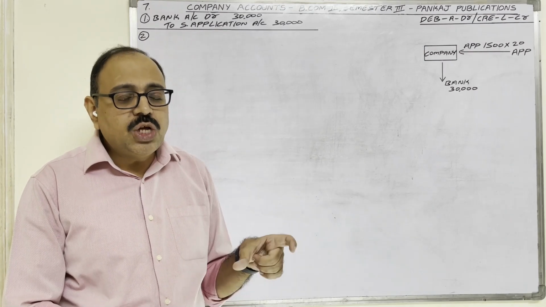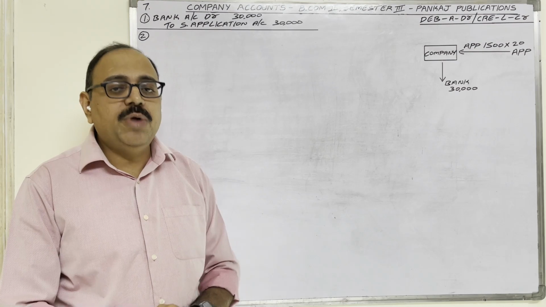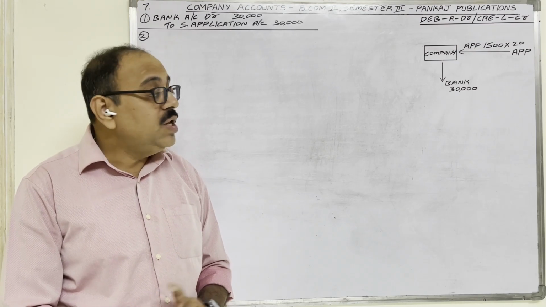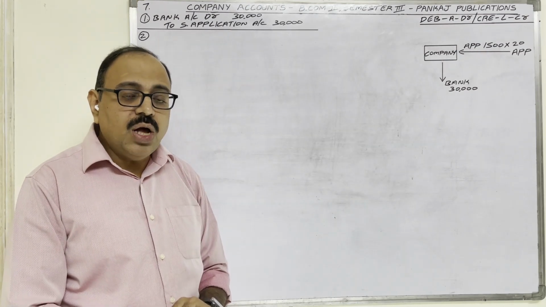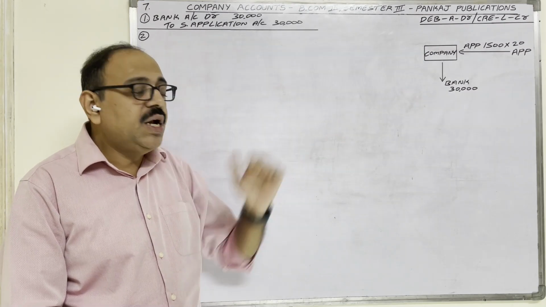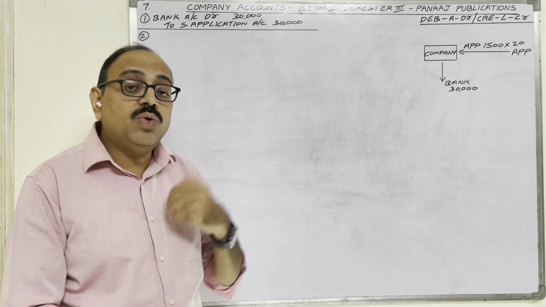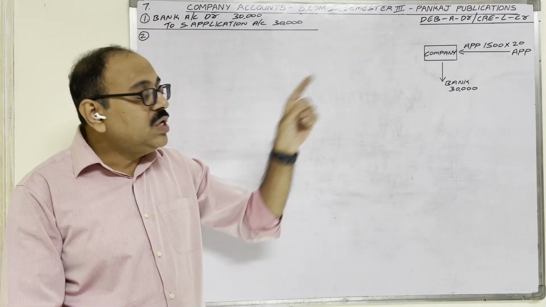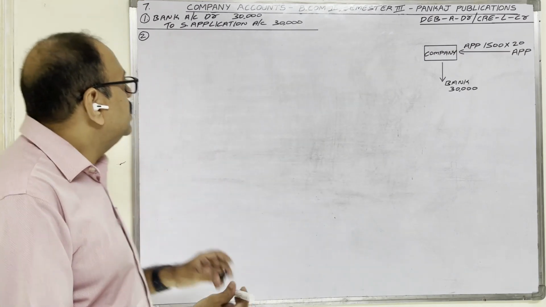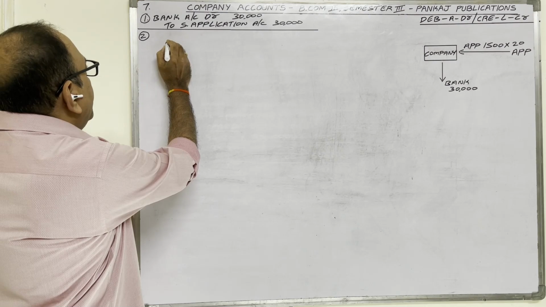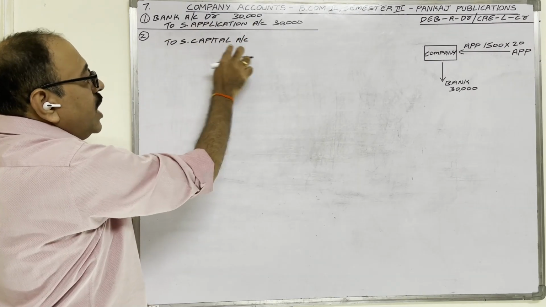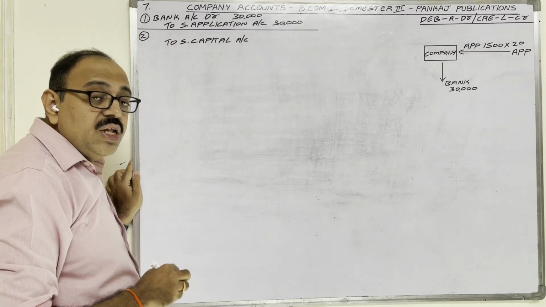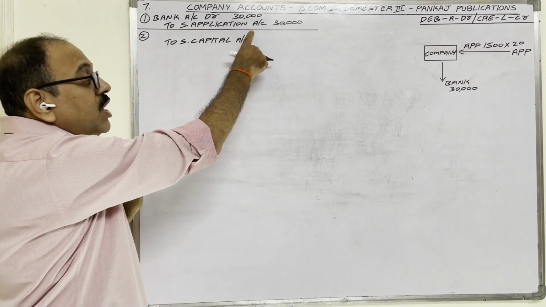Finally, all these installment amounts we should transfer to share capital only. And share capital is also a liability because from applicants we are receiving that amount. In future, the company should return to them. Liability shows a credit balance. Therefore, share capital account should be credited. Share application account we are transferring to share capital. After that transfer, share application account will get closed.